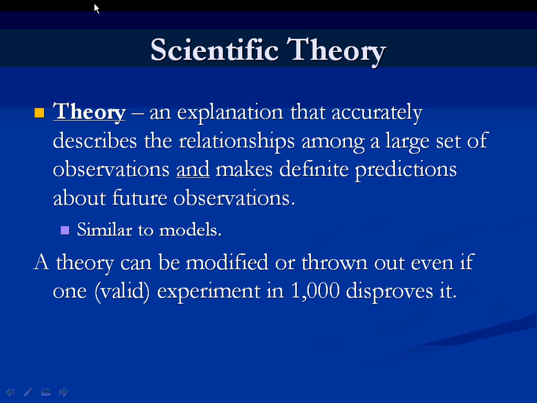Okay, scientific theories, on the other hand, are explanations. They try to describe the relationships among a lot of observations, and make definite predictions about future observations. They're similar to models. Theories can be thrown out even if one experiment in 1,000 disproves them. So they're always being modified and added on. Theories are never set in stone, but if experiments keep backing them up, if experiments keep not falsifying them, then we're going to rely on them.